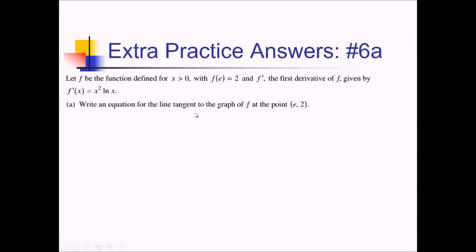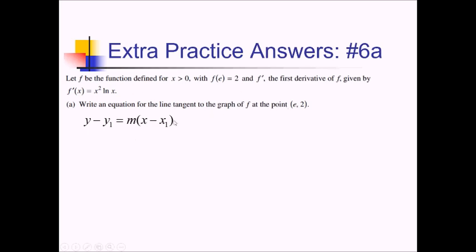For this free response problem, we have f as a function defined for positive numbers. F of e is 2, and f prime is given by this function right here. We want, for the first task here, an equation of the tangent line at the point e comma 2. So I'm going to use point slope for this. Y minus y1 equals m times x minus x1. And I actually already have the x1 and the y1. They gave us the point here.